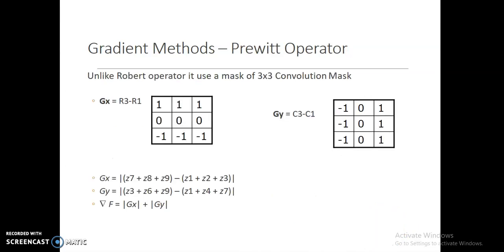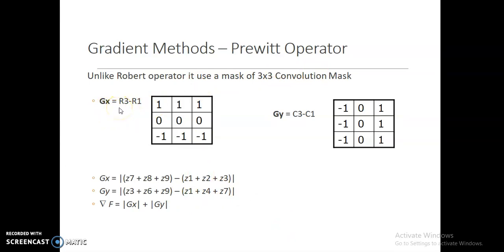Now, the problem with the Robert operator is that it used a 2 by 2 mask, and we could not define the center in it. It is specified by us only. So to remove this kind of problem, we use a 3 by 3 convolution mask. And in Prewitt operator, what is it?